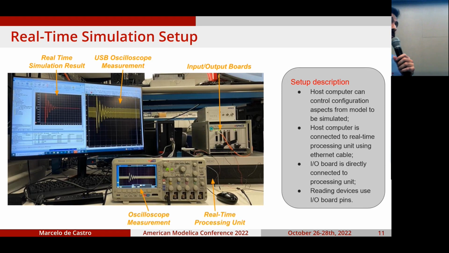And for the real-time simulation setup, here we have the host computer. It is connected to the real-time simulator using an Ethernet cable, and then from the I/O boards that you can see, you don't see the pointer, but from the I/O boards here, we can connect all the measurement devices. Here in the screen, we are actually showing a digital oscilloscope and a real oscilloscope.